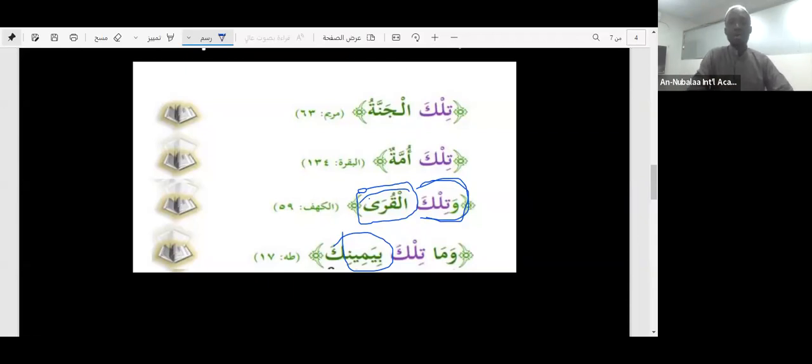You consider it as feminine. So Allah subhanahu wa ta'ala is referring to yamin here, which is the right hand. Wa ma tilka bi yaminik, and what is in your right hand? That is why it's used as feminine, because we have two hands. Do you understand?